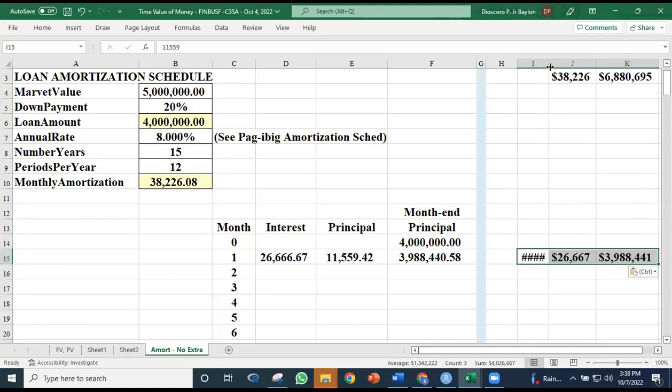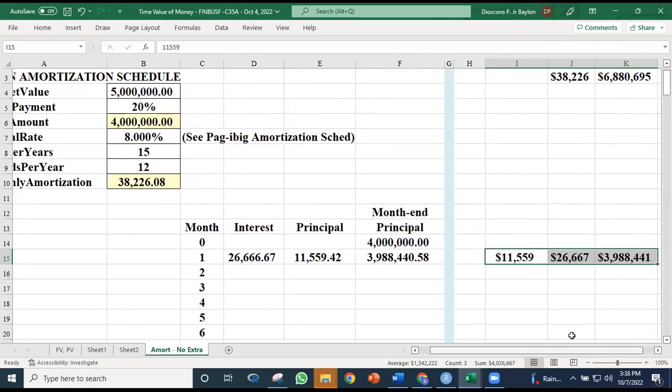Okay. So dito, ang lumalabas, principal payments siya, no? 11,559. Pareho tayo. Interest payment, 266,667, pareho. And then the principal balance, 3,998,441. Naka-round off kasi ito. Pareho. Okay, so we got it. No? We got the first line correct.